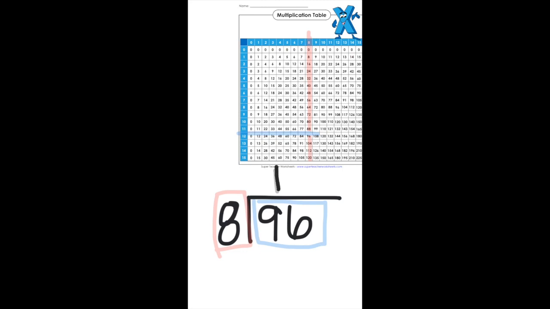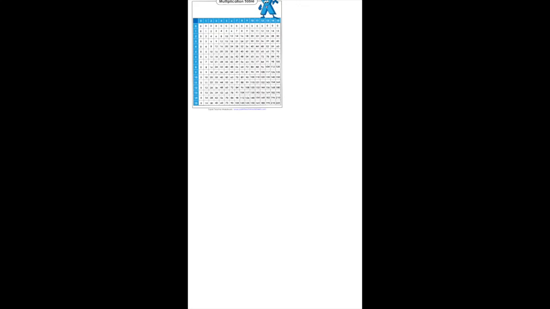12. If we multiply by 12, we get 96. So we put our 12 on top. And we can check our work by going 12 times 8 equals 96. We subtract, and we see we have 0 remainders.